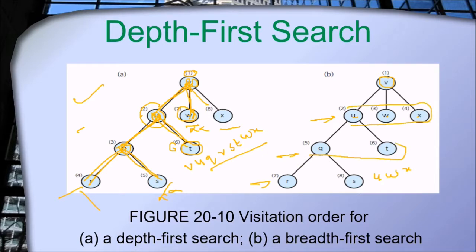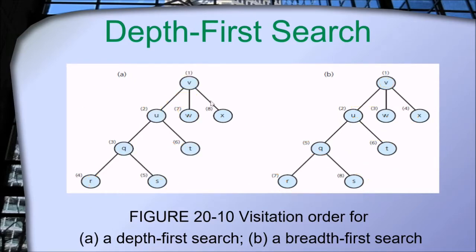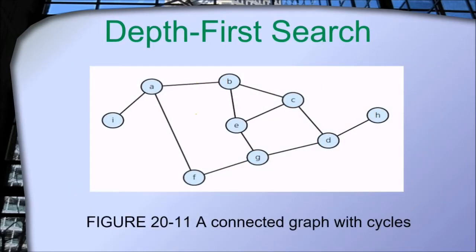Now in this level, Q and T are at the same level. So we'll visit Q first and then T. Then we come to this level. Now R and S. These are at same level. So R and S. I hope you got the idea of traversing. And this is a connected graph, and we have cycles also here.